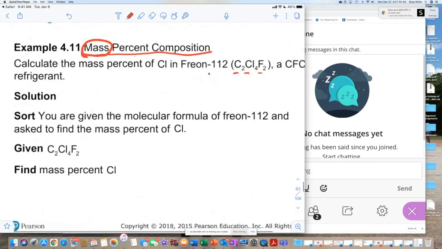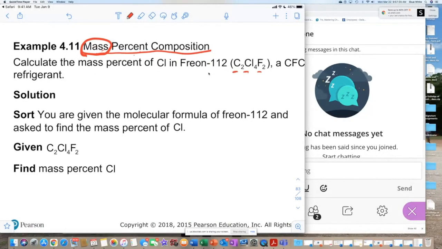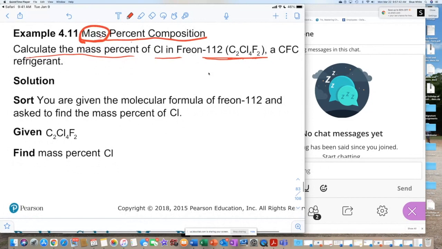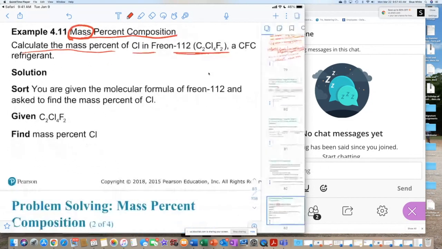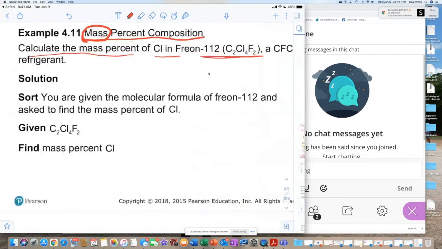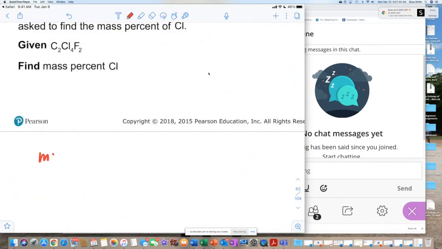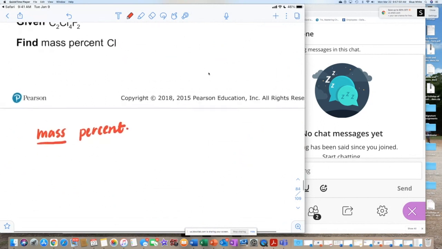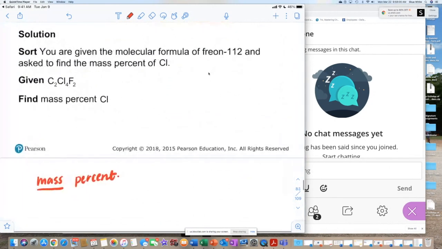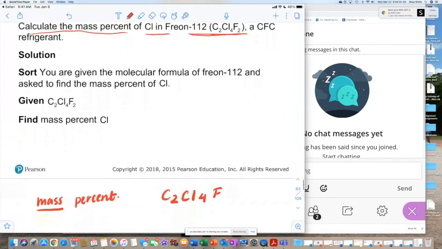The first one is the mass percent composition, where they're telling you to calculate the mass percent of chlorine in freon. Freon is a chemical used in refrigerants, to cool the refrigerator. The part to whole relationship that we're looking at here is, as it says, mass percent. So I want to focus on the mass relationship. Since we're looking at the refrigerant, I'm going to write the formula here, C2Cl4F2.